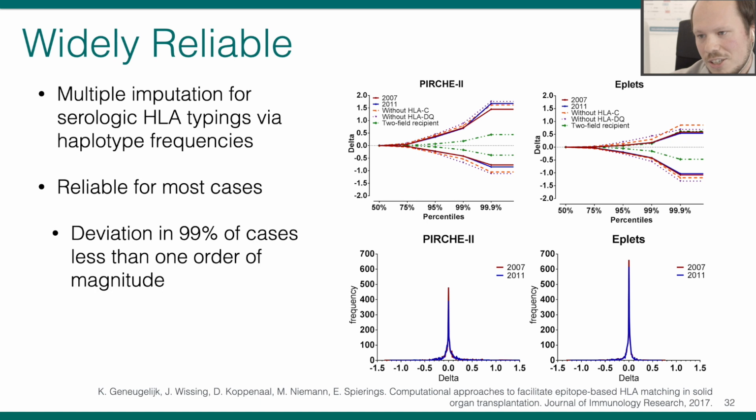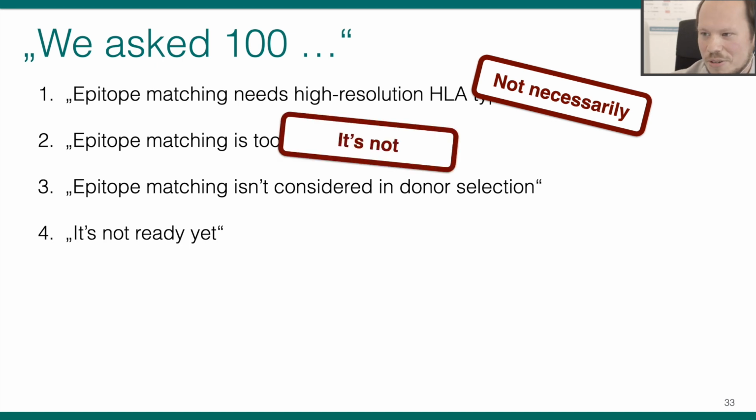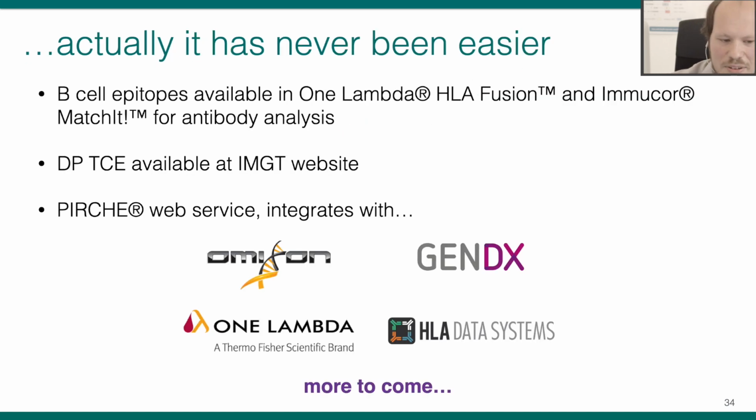So, well, actually, you could use low-res typings. It's too complicated? Yeah, well, you could argue on that. Actually, it has never been easier, to be honest. The B cell epitopes are available in One Lambda Fusion, Immucor Match It for antibody analysis to explain the reaction patterns. The DPTCE models are available as a web service, and also the Perch service is available online and integrates now with all the major vendors' software.